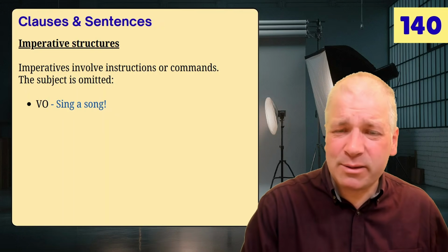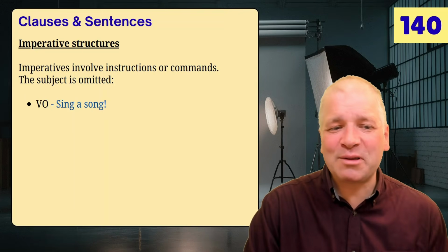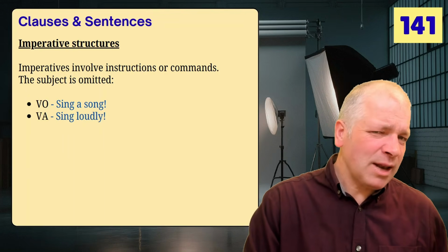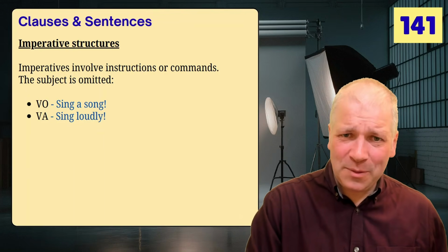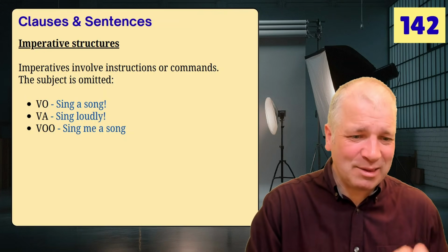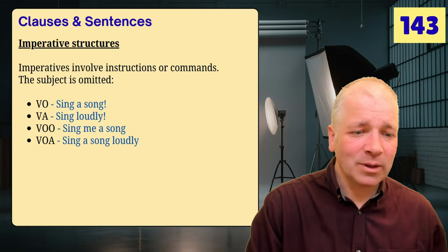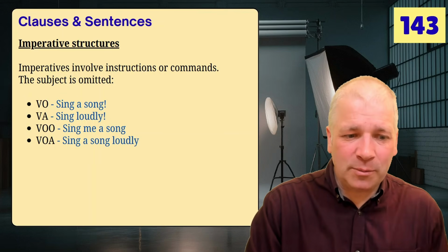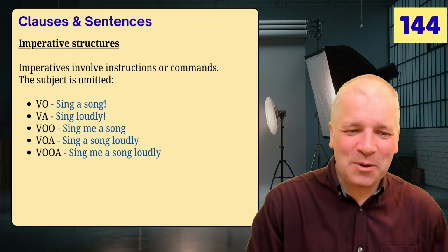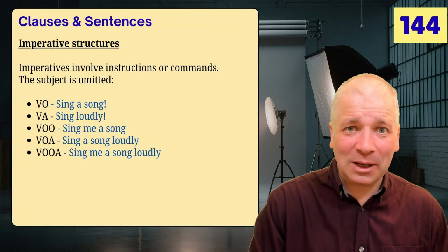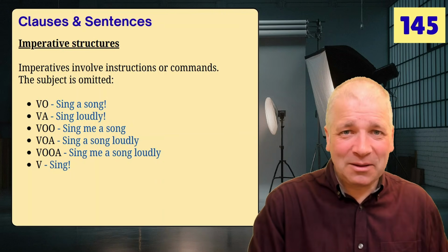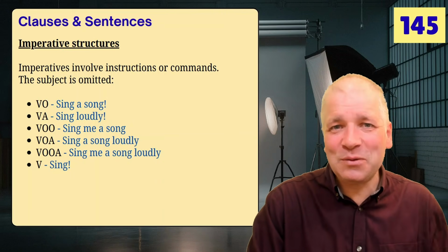So very simply, sing a song. That's an instruction to someone. Please do this. It doesn't have to be an object, though. It could be an adverbial: sing loudly. It could have two objects: sing me a song. It could have an object and an adverbial: sing a song loudly. Or the two objects and an adverbial: sing me a song loudly. Or we can even have just the verb: sing. I'm telling you, sing, do this action.